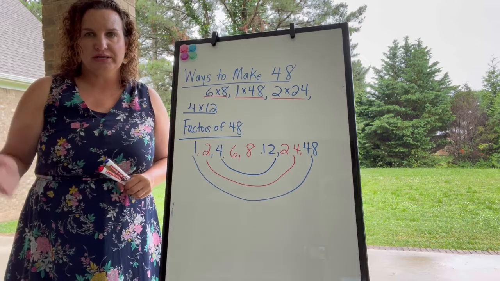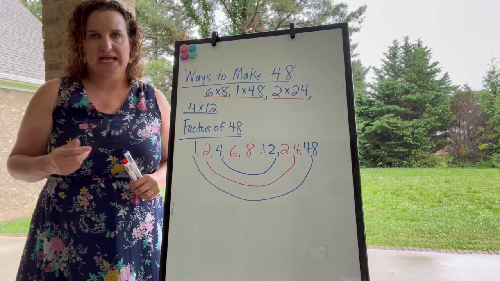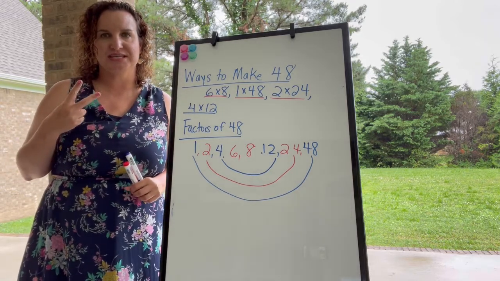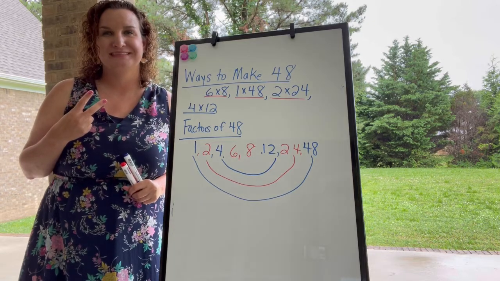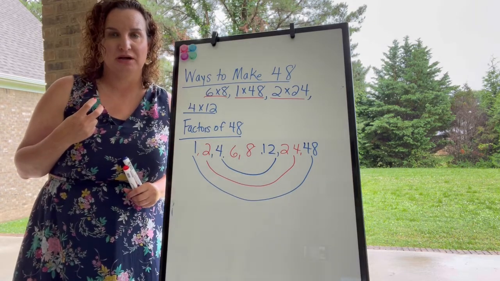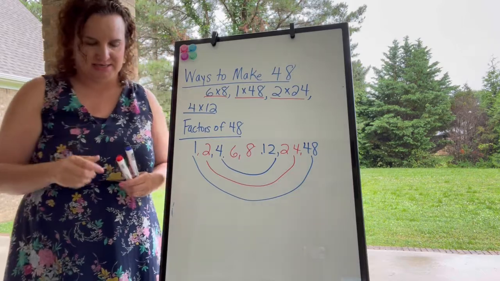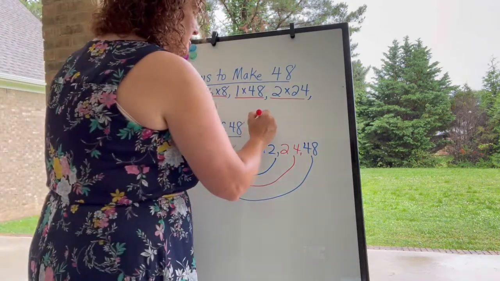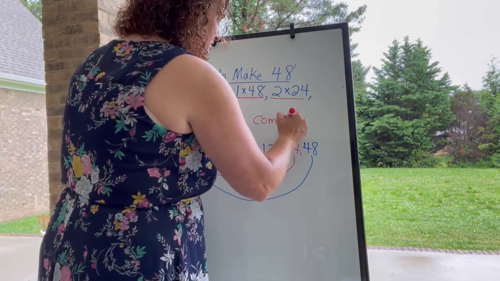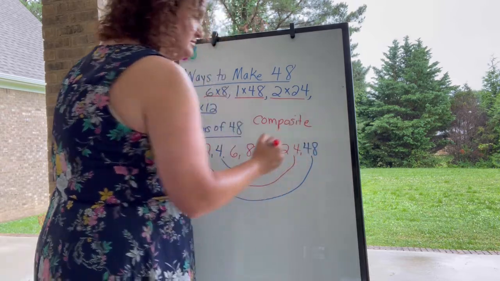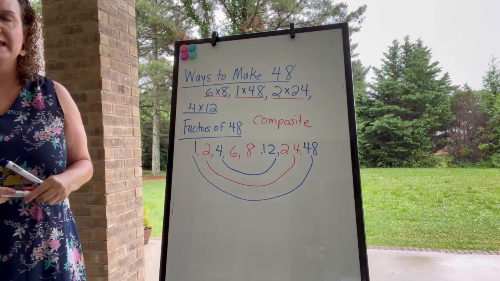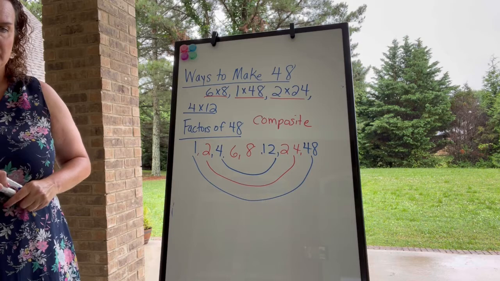And remember earlier this week, we said if a number has more than 2 factors, it is called a what? Starts with a C. Do you remember? It's a composite number. Very good, okay? So, is 48 composite? Yes, it is. All right, so 48 is a composite number.